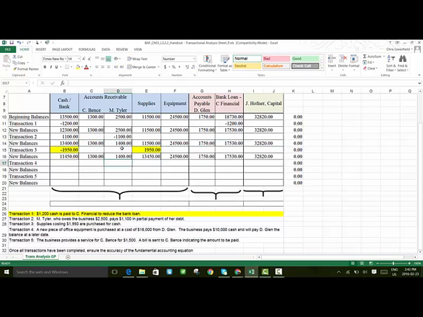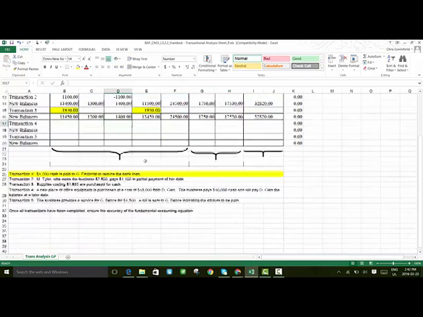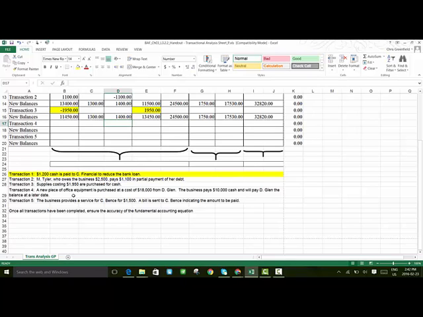Okay, so the next step is yours, which is to complete transactions 4 and 5. Now, I'm going to give you a little bit of a hint on the next two because they're a little bit different. The first one, which is transaction number 4, if you read it, you should be prepared to use 3 different accounts, okay? Not 2 in this case, and not more than 3, but you're going to need 3.